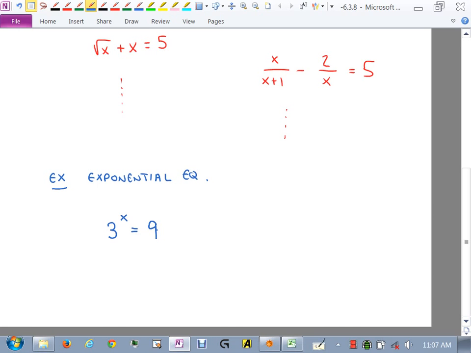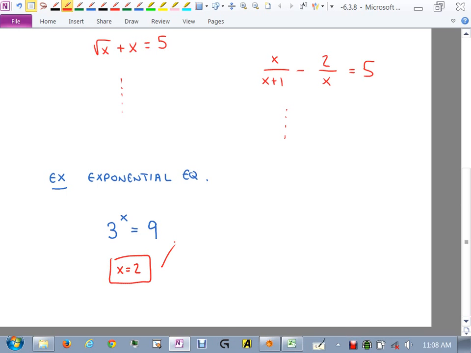Can you solve that? Can you tell me what x is? You know what it is, right? Just by looking, you can tell. What is it? X is going to be 2, right? If x is 2, this works, right? Just by inspection. 3 squared is 9. So we could say the answer is x equals 2, and I'll be happy about that.